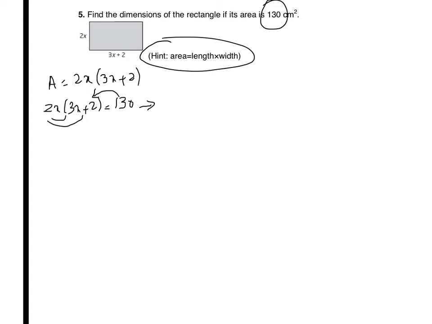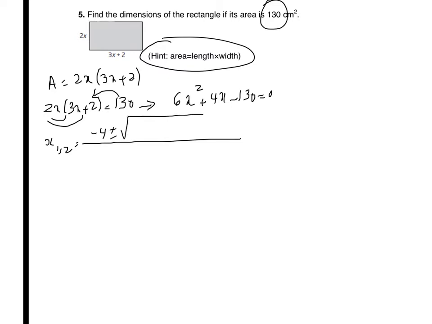So from here I get 6x squared. 2x times 3x is 6x squared. 2x times 2 is going to give me 4x. Plus, minus 130, when it moves to the left, it becomes negative. Now, this is a quadratic equation, and I can solve it using the quadratic formula. So I can say that x1,2 is minus b plus or minus the square root of b squared, which is 16, minus 4ac, minus 4 times 6 times negative 130, divided by 2a, which is 2 times 6.